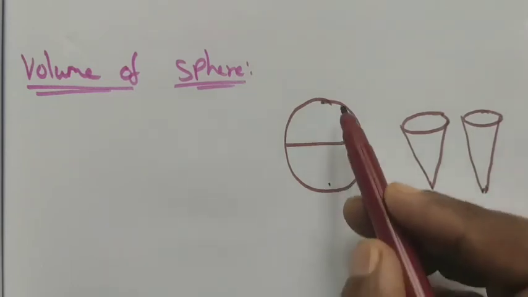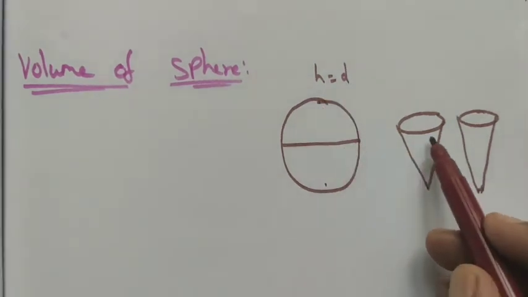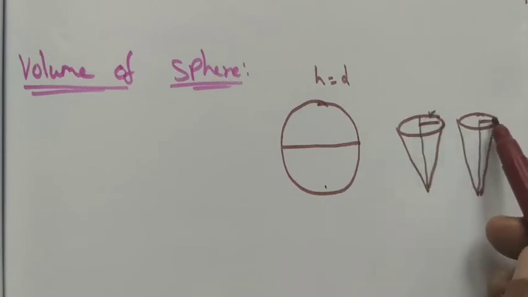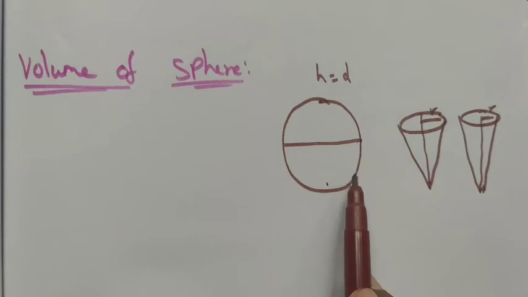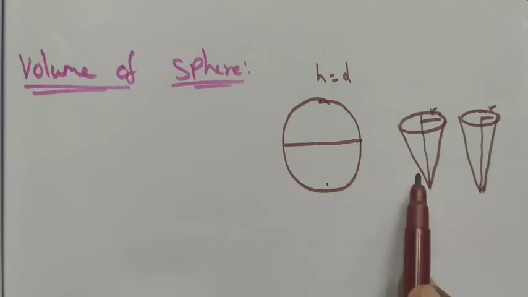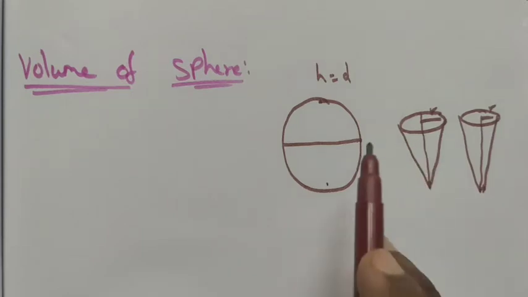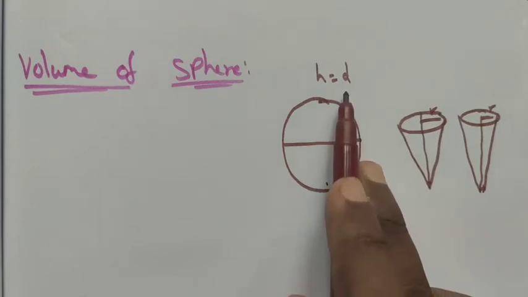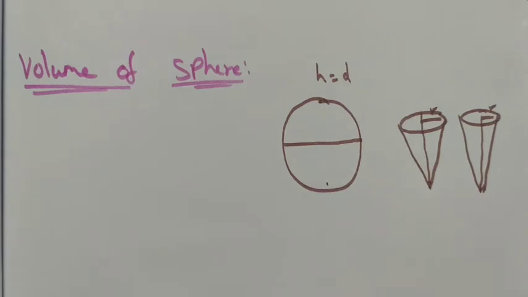Here the height is nothing but the diameter. H is equal to d, right? The same radius, and here we have the same radius r also. So the volume of the sphere is equal to 2 times the volume of the cone. 2 times the volume of the cone is the form when the radii are equal and the height is equal to the diameter. Here this height is equal to the diameter of the sphere.